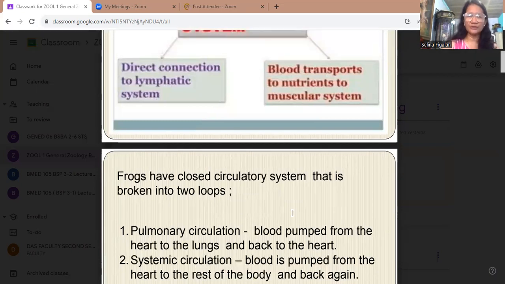And then, I think I have a quiz with the cardiovascular kasi mahirap pag pinagsabay yung dalawang system. Okay? I-announce ko na lang when will be our first quiz.